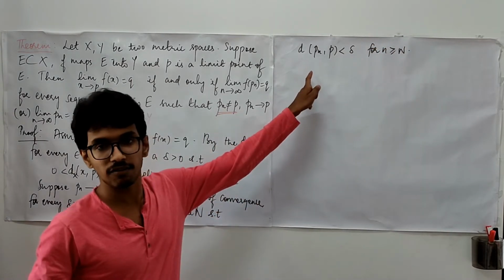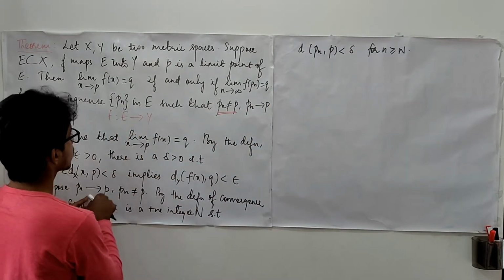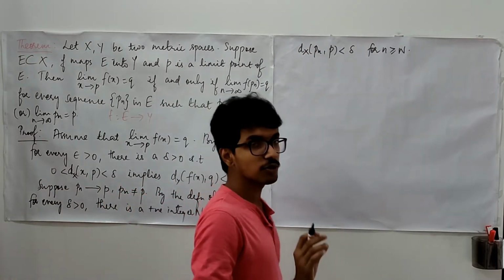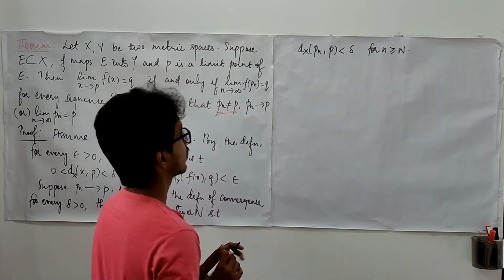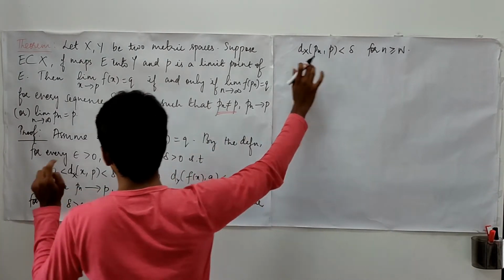What is the metric that we must specify here? We have taken the sequence in E, which means we have to specify the metric on X. So this is going to happen. Okay. Now you will have to compare this with this.